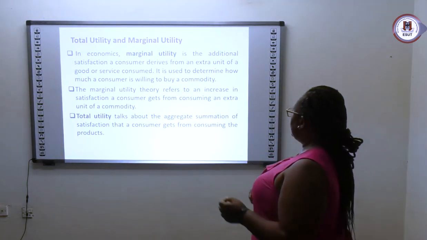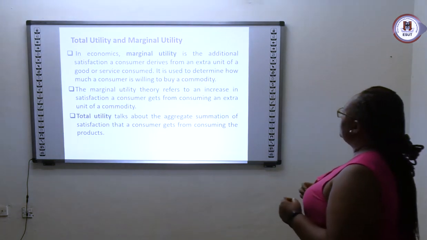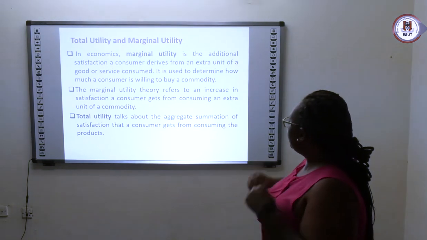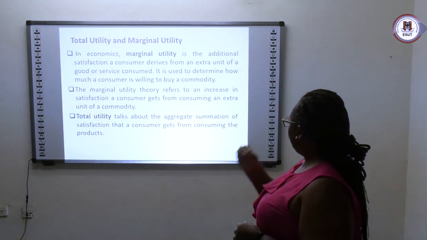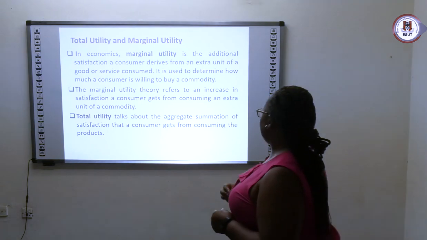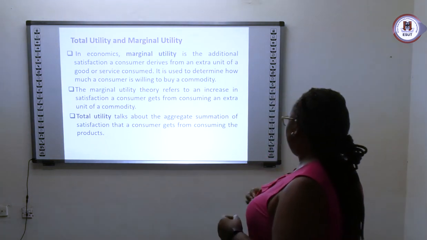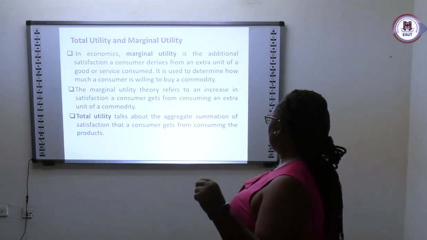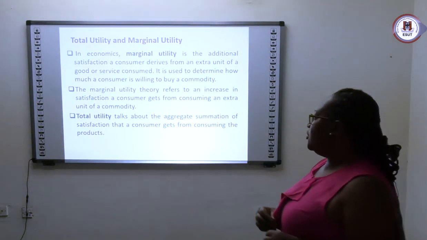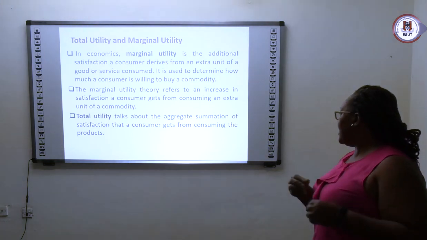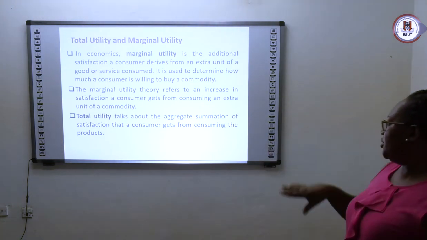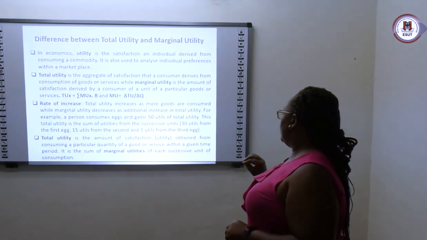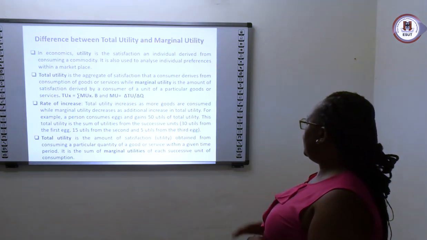So let's look at total utility and marginal utility. In economics, marginal utility is the additional satisfaction a consumer derives from an extra unit of a particular good consumed. The marginal utility theory refers to the increase in satisfaction a consumer gets from consuming an extra unit of a commodity. Total utility is the aggregate, the summation of utility gotten from the consumption of a particular product.